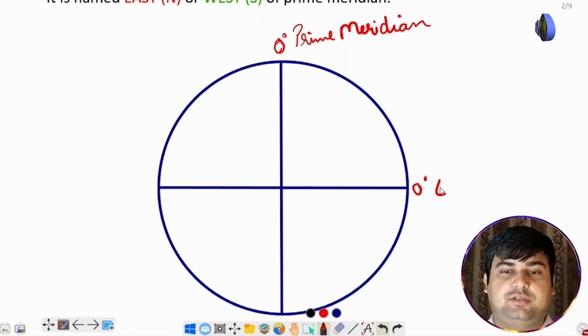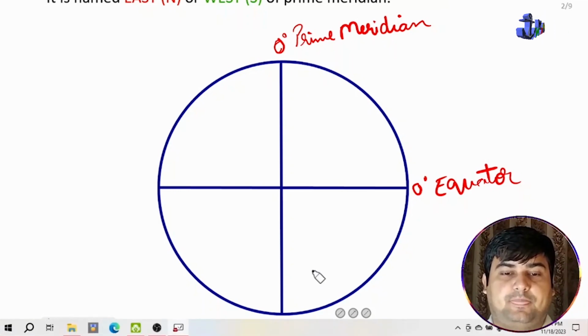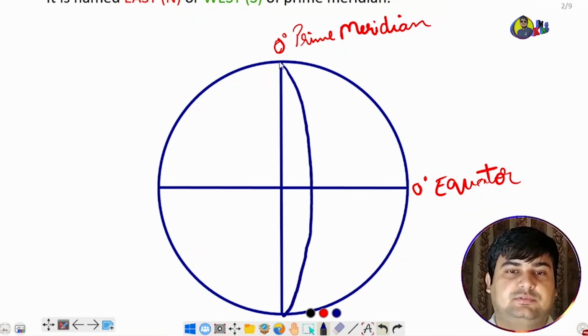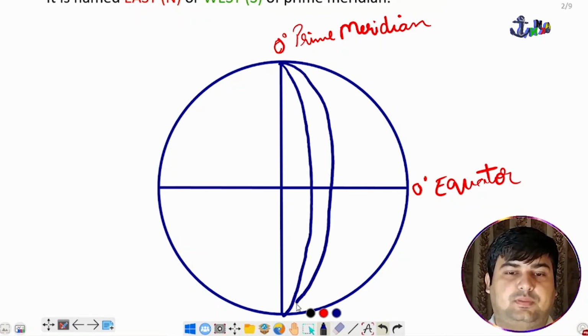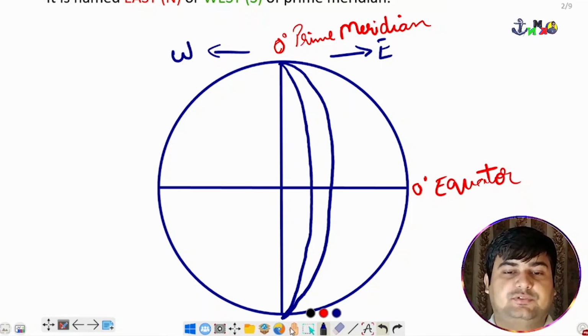Now we know that there are also lines which are joining north and south points. So these lines are joining from north to south in this way, like an arc. So everything right of the prime meridian is called east, everything left of the prime meridian is called west. So this also we need to remember.